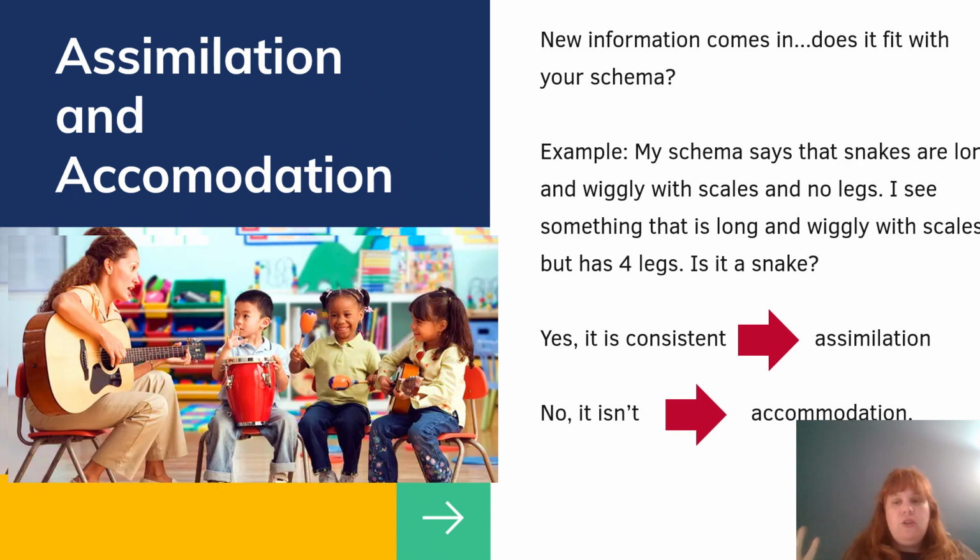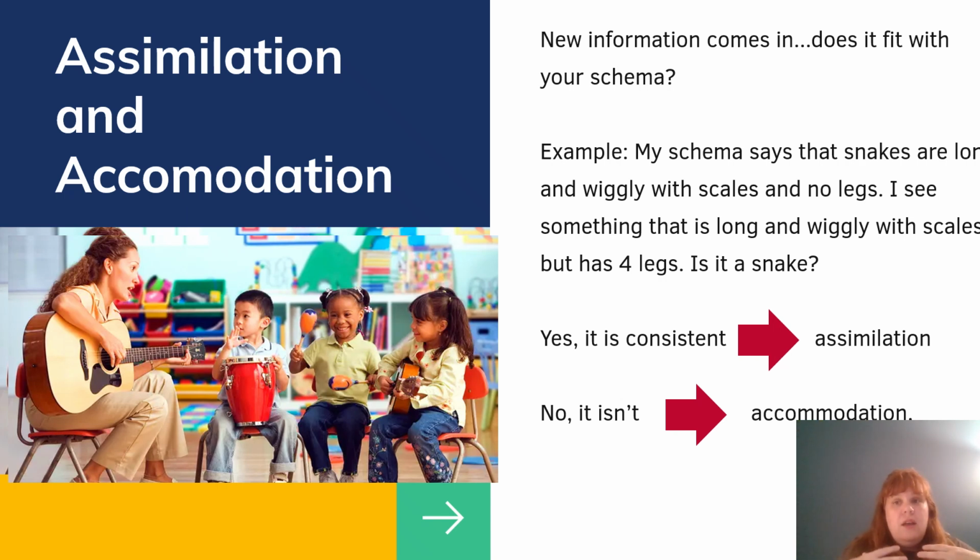So how do we learn new information then? Well, Piaget talks about two ways, and that's assimilation and accommodation. So when new information comes in, when you see something new, when you have a new experience, the new information that's coming in, you have to stop and think, how does this fit with the schema that I already have? Is it consistent or not consistent?